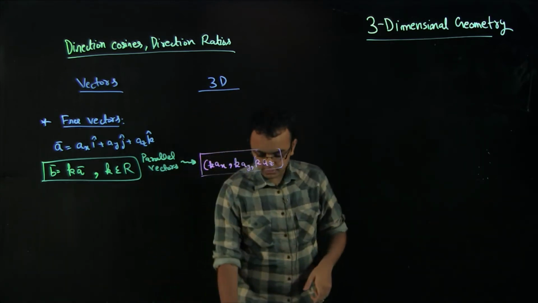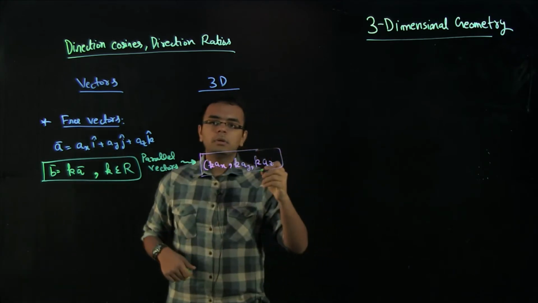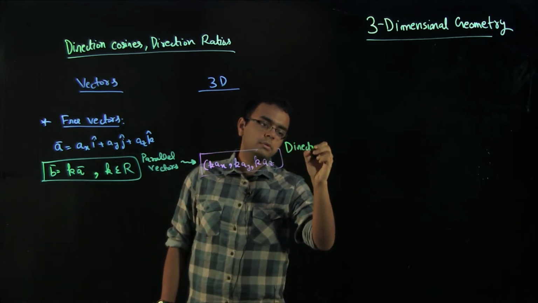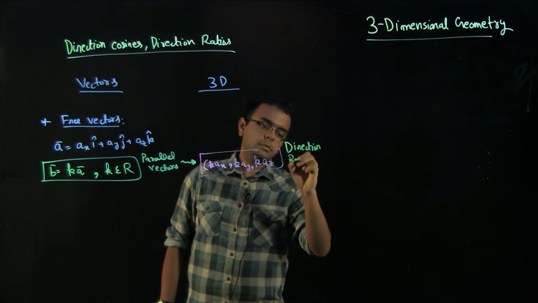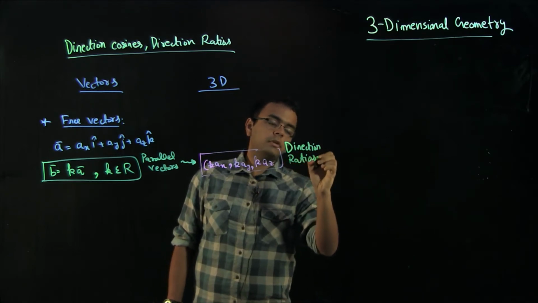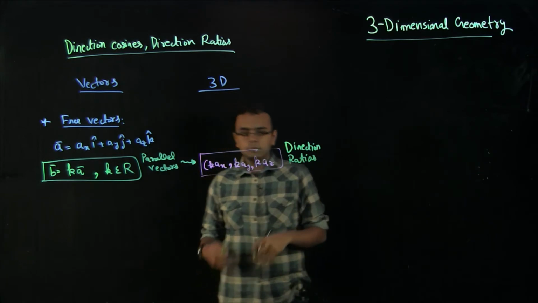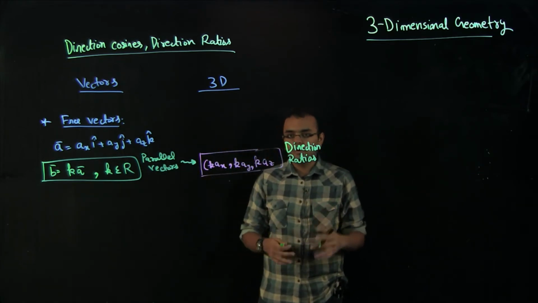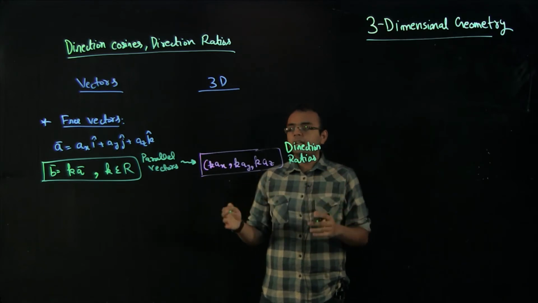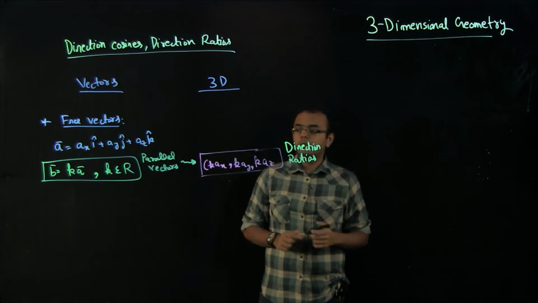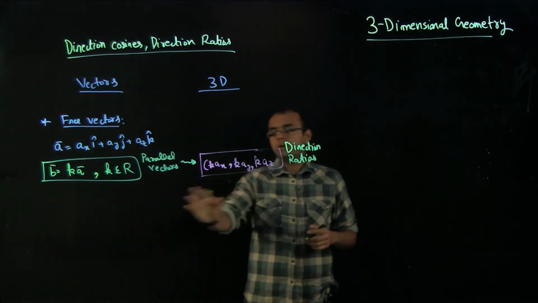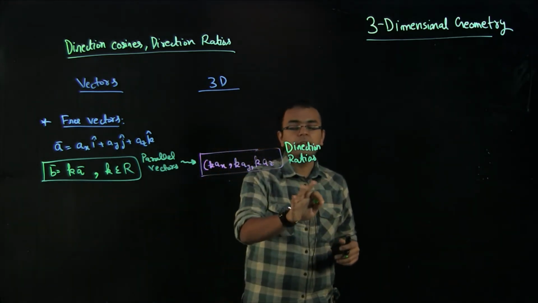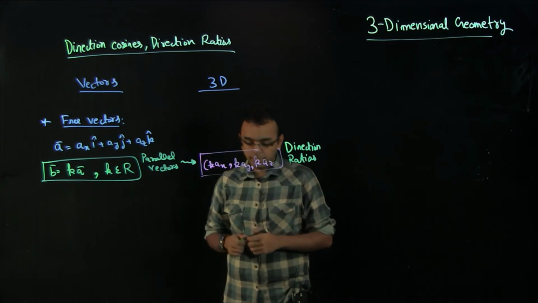So these are direction ratios. Maybe it's not very clear, so I will give some examples and it will become easier to understand and follow. But the similarity between free vectors and parallel vectors to direction ratios is that all the parallel vectors of a vector can also be written as its direction ratios.